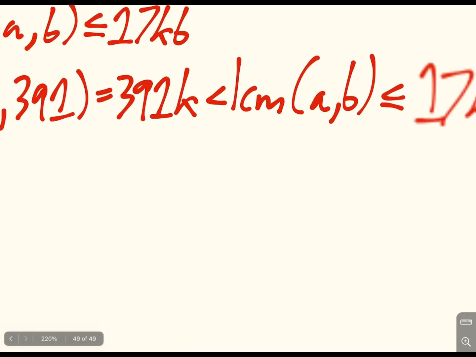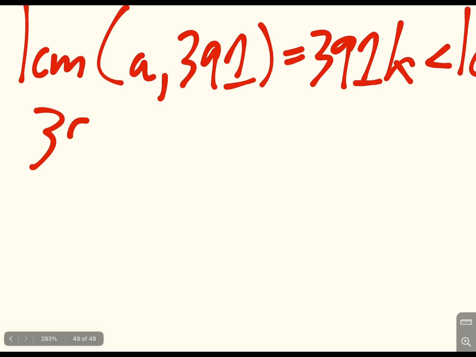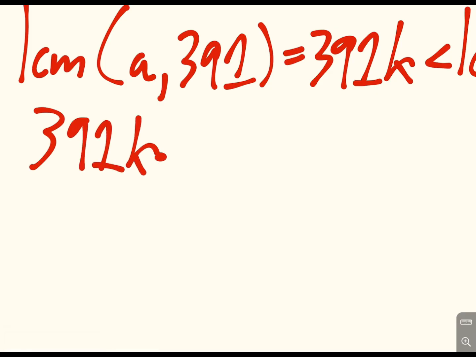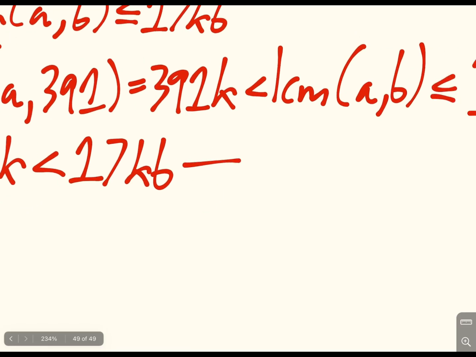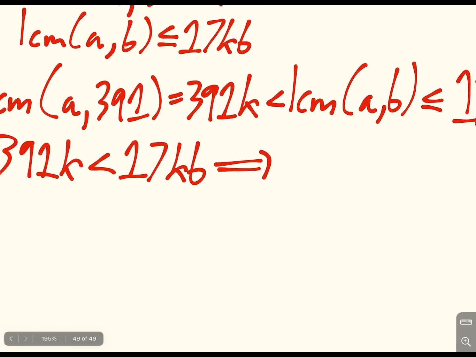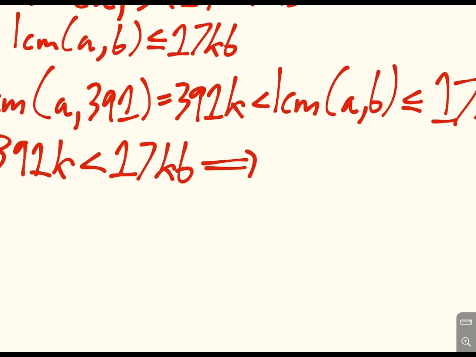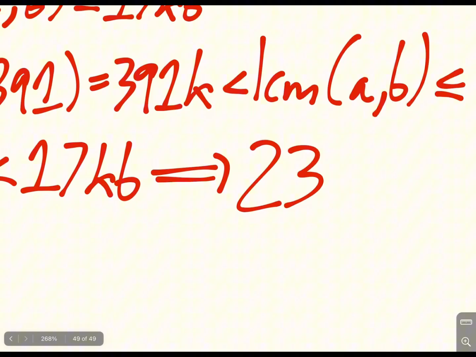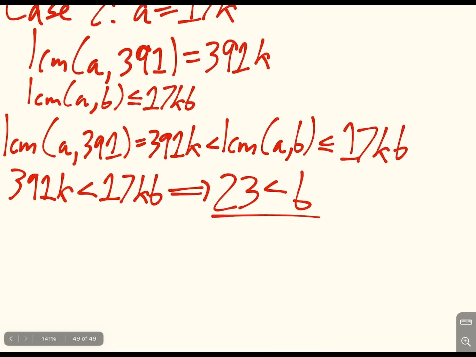And from here we just bring it all down: 391 times k then has to be strictly less than 17 times k times b. And from here we end with, divide 17 on both sides and divide k on both sides, and we are left that b is strictly greater than 23. And this is basically for our second case.